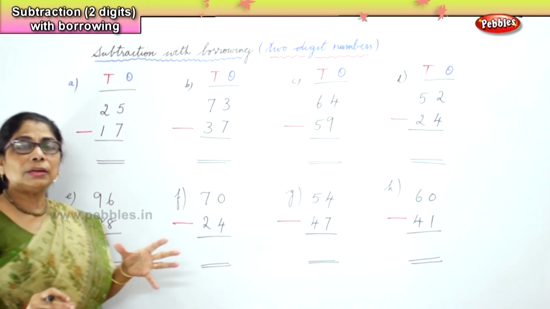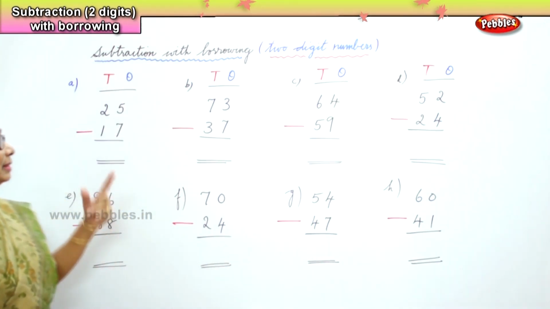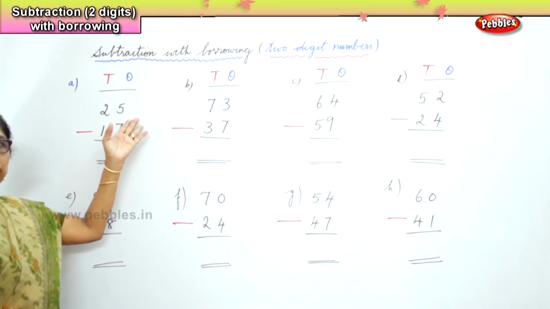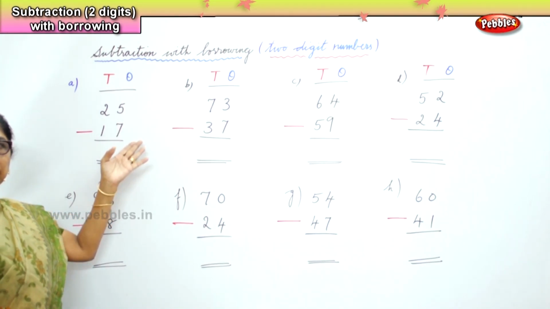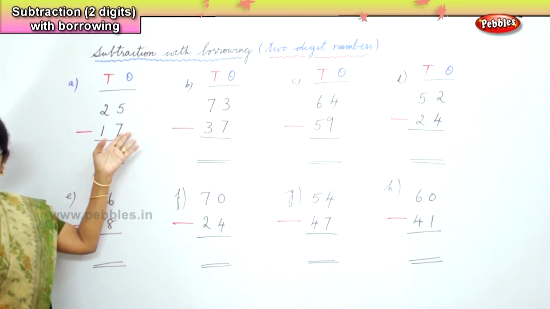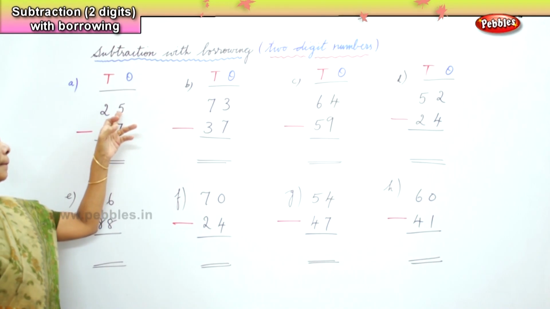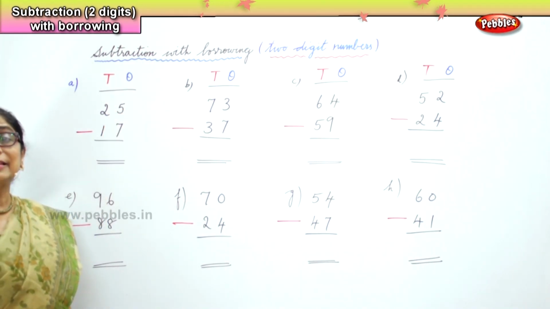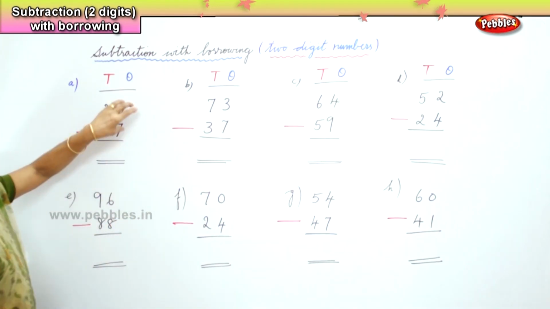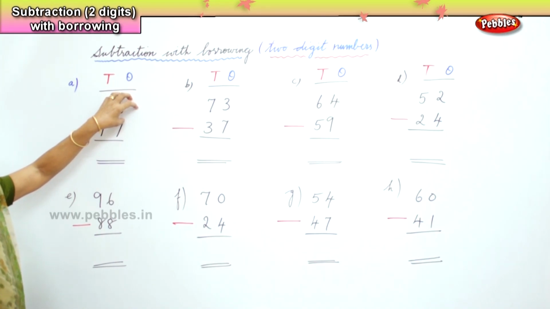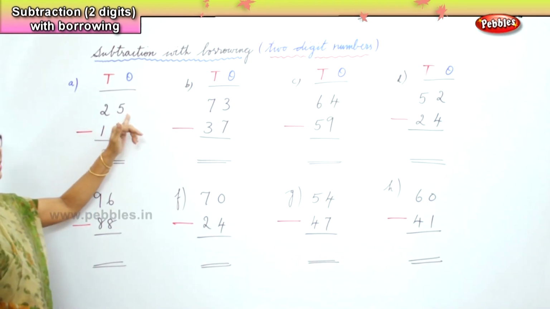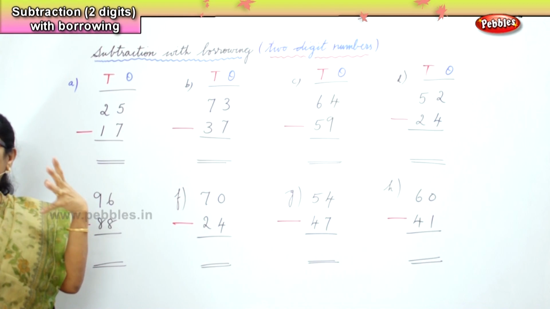You cannot, what we need to remember is 5 is a small number. So you cannot say 5 take away 7. Okay? So when you have a big number down and a small number on top, you cannot subtract. You have to have a bigger number to take away this big number. So in this case, 5 ones minus 7 ones is not correct.